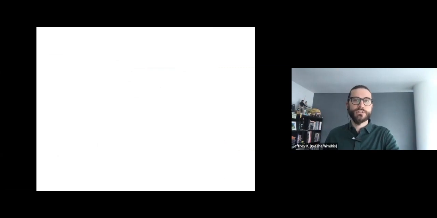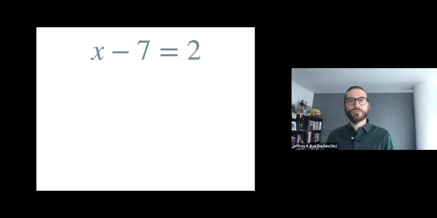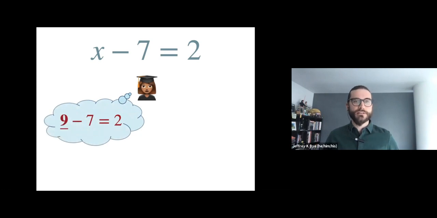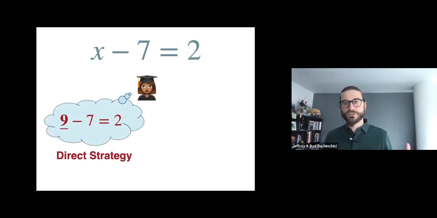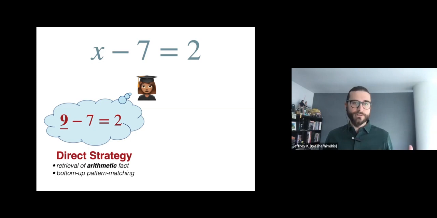Fundamentally, what we're interested in this project is how do people think when they solve a problem like x minus 7 equals 2? If you see a problem like this and you are, let's say, a graduate of algebra, then you might think, oh, it's 9 minus 7 equals 2. That's the number that goes there. We call this a direct strategy in that you are retrieving directly that arithmetic fact, perhaps because it matches this pattern.